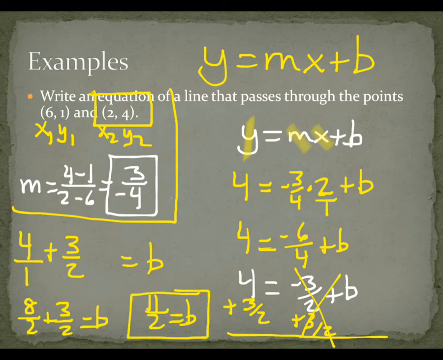I'm going to go ahead and leave it in proper. How'd you get 8 over 2? I got 8 over 2 because I multiplied the numerator and denominator here each by 2. That way I could get a common denominator. I had to multiply 1 by 2 to get 2 there. I had to multiply 4 by 2 to get 8 there. Okay. So that's my y-intercept.